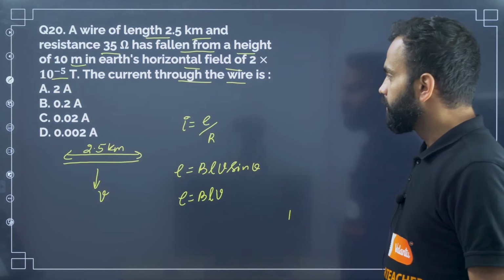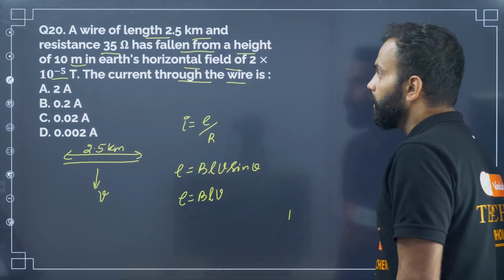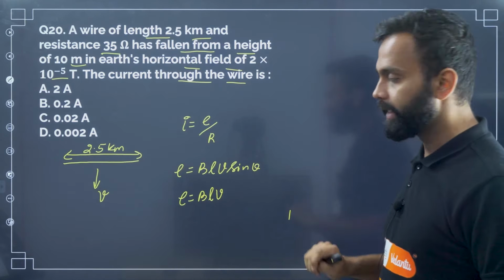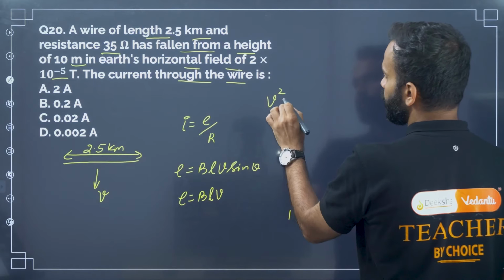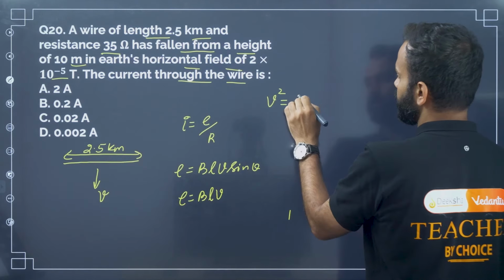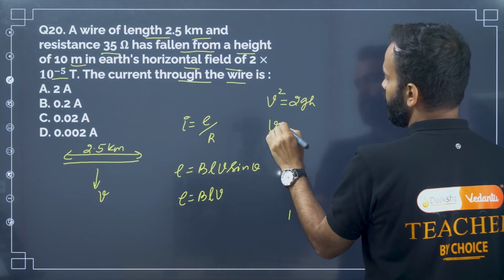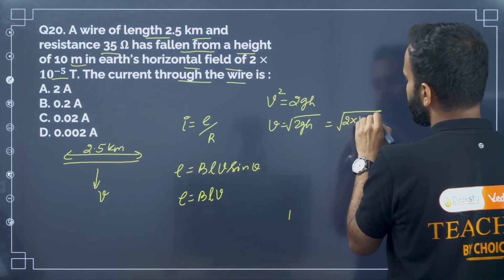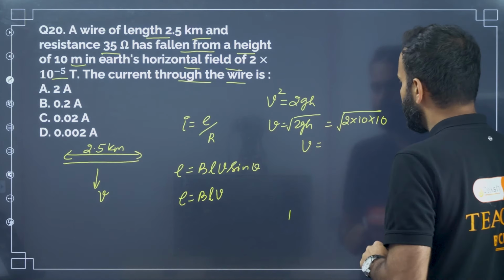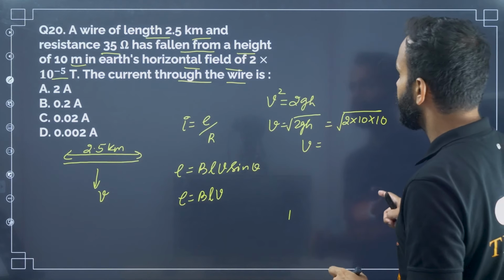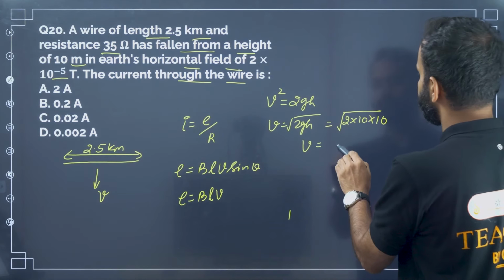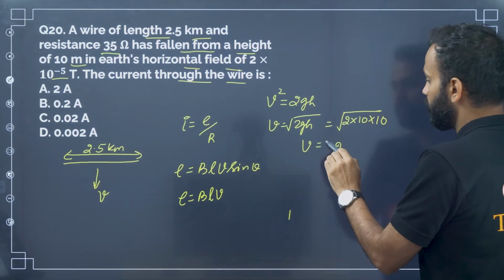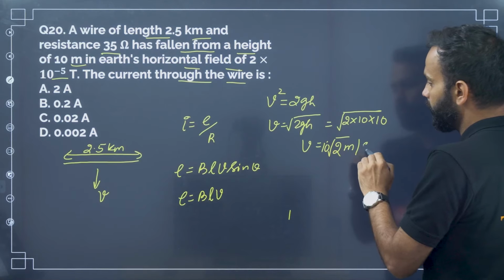But we don't know the value of V. Okay, let us find the value of V. Initial velocity of the wire is 0, so apply the third equation of motion. V squared equals u squared, which is 0, plus 2gh. Now V equals root of 2gh. Root of 2 into g is 10 into h is 10, so 2 into 10 into 10, 100. So V equals 10 root 2 meter per second.